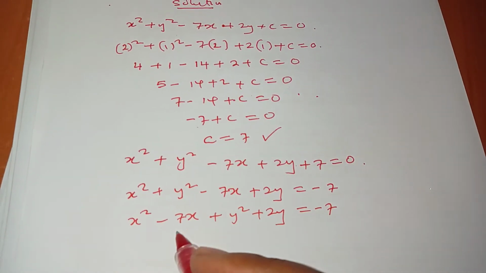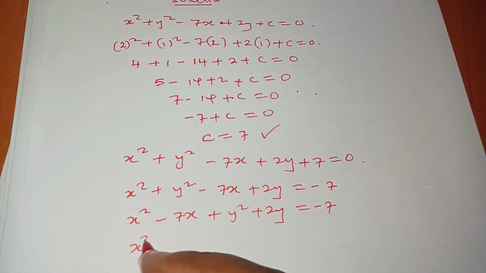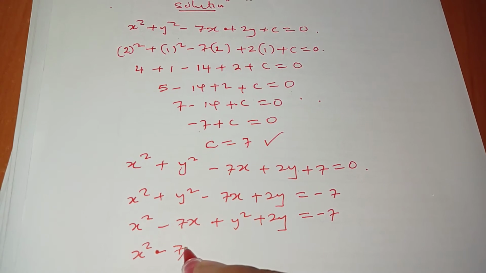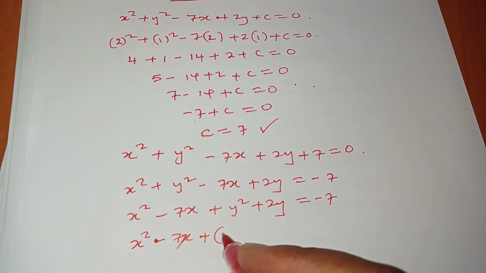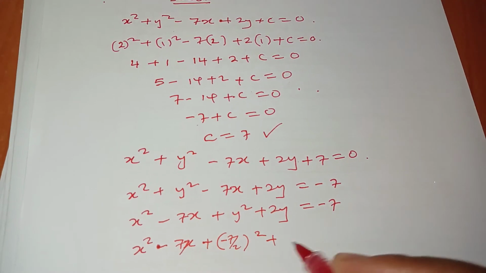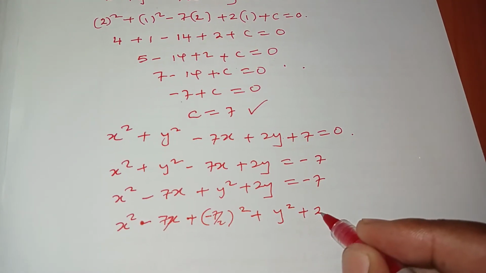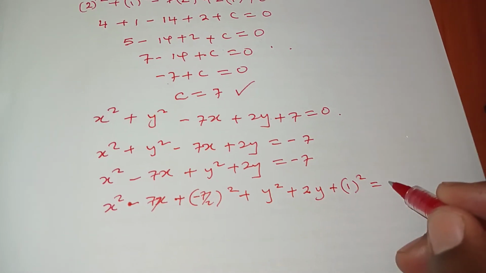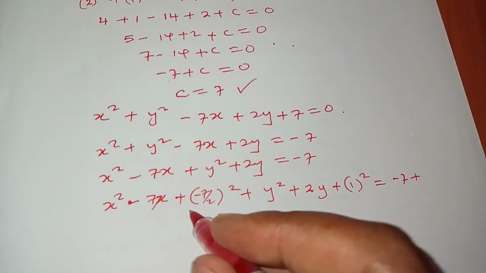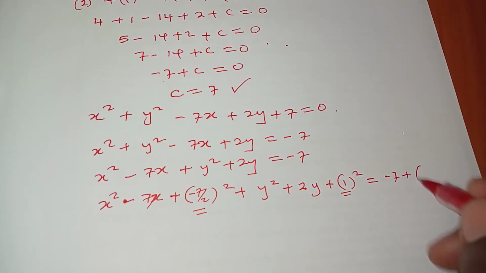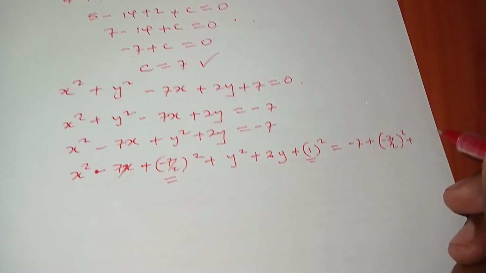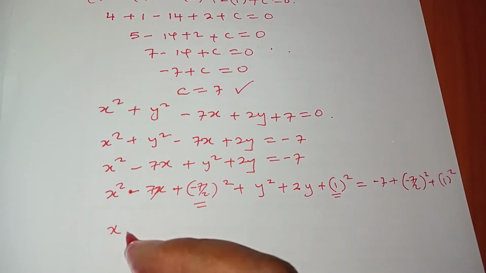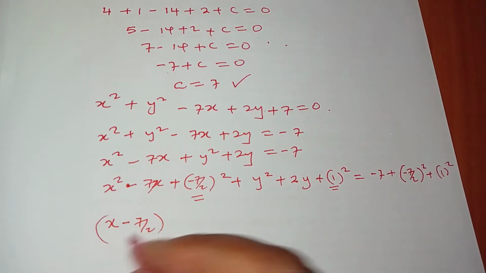Then we complete the square here. So we're going to divide 7 by 2, and that value is what we're going to write here. So we have plus negative 7 over 2 squared, plus y squared plus 2, this divided by 2, we're going to get a 1, which is what we're going to write here. Then we square, is equal to minus 7 plus what we have here and here added to both sides, so plus 1 squared.